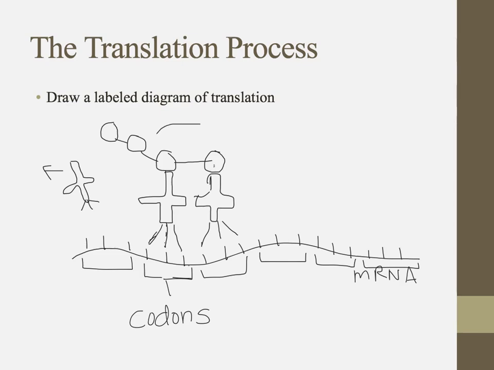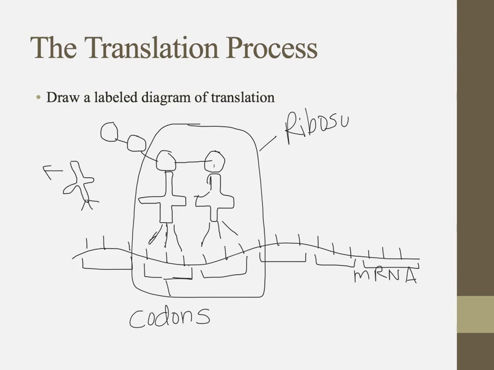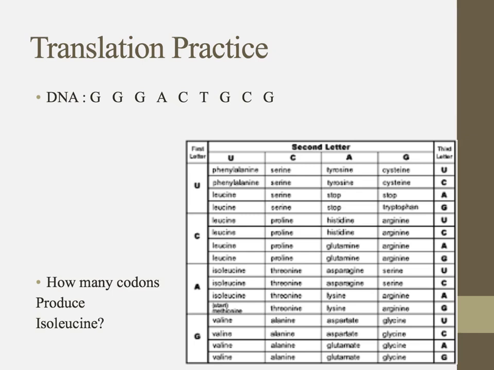All of this happens on the structure known as the ribosome. Okay, so again, here's my tRNA. And the ribosome is going to be moving this way. Now, let's practice what this looks like in real time.